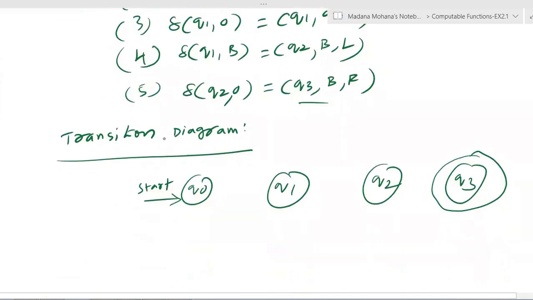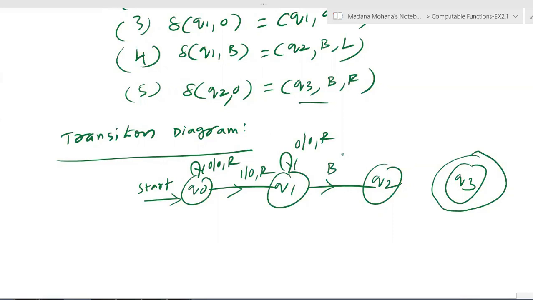q0 on 0 equals 0 replaced by 0, then it moves right at the same state. Whenever it sees 1, it is replaced by 0, then it moves right and goes to the q1 state. At q1 state, any zeros are skipped and it moves right. At q1, whenever it sees a blank symbol, blank is replaced with blank, it moves left and goes to q2 state. At q2 state, whenever we have 0, it is replaced with blank, then it moves right, then it halts. So this is the transition diagram.